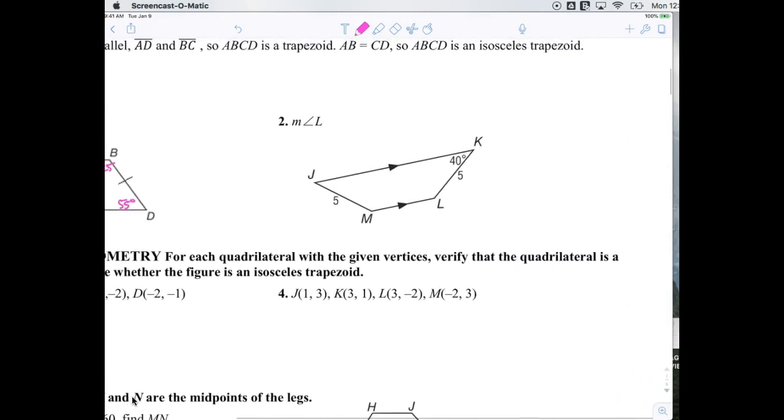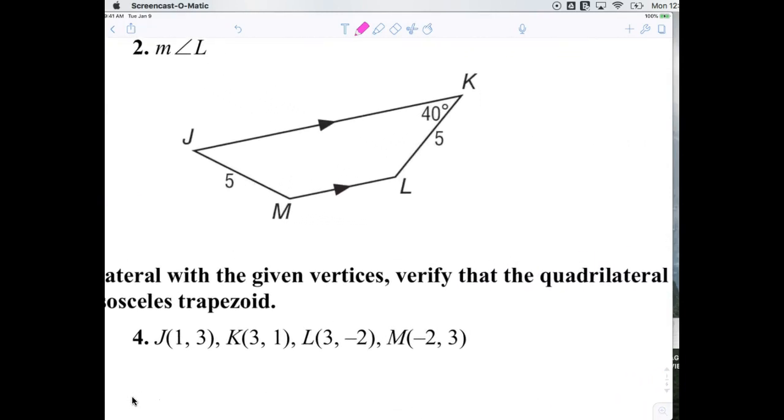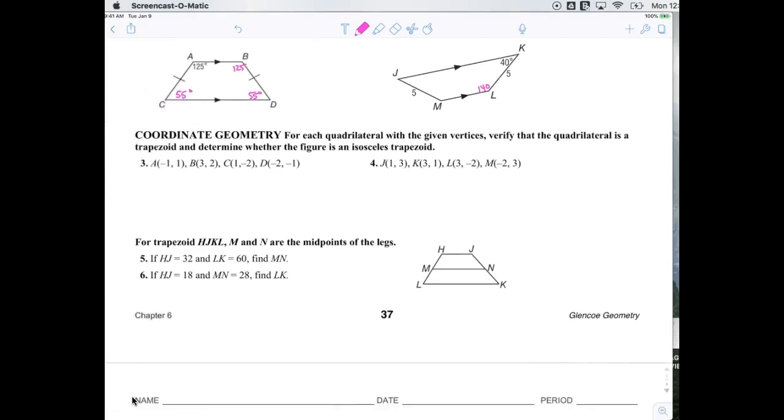All right? So, measure of angle L. Angle L would be 140. All right? Here we go. Now, for each quadrilateral with the given vertices, verify that the quadrilateral is a trapezoid. Okay, so if it is a trapezoid, that means two sides will have the same what? Same slope. And then the other two sides will not have the same slope. So two sides will be parallel, two sides will not be parallel.